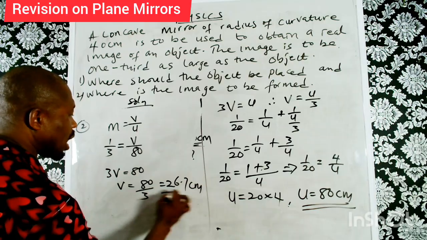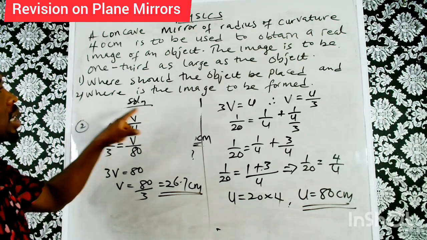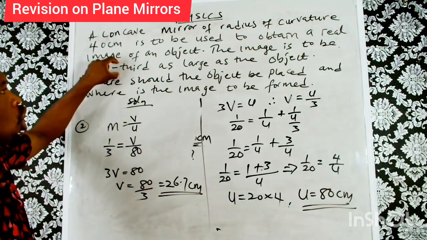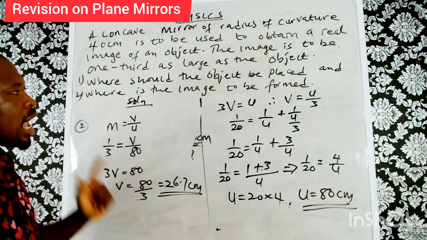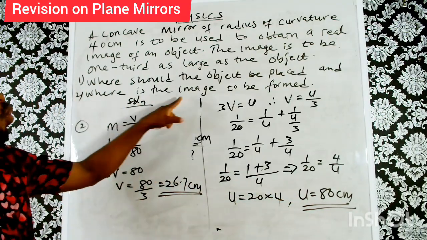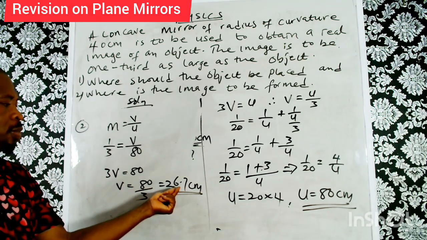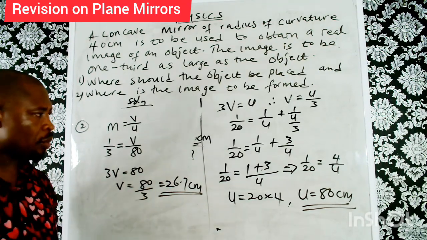And 80 over 3, by our calculation, gives us 26.7 centimeter. That means for you to get an image that is 1/3 as large as the object, the object should be placed 80 cm from the mirror. Now, the image should be formed 26.7 cm from the mirror.